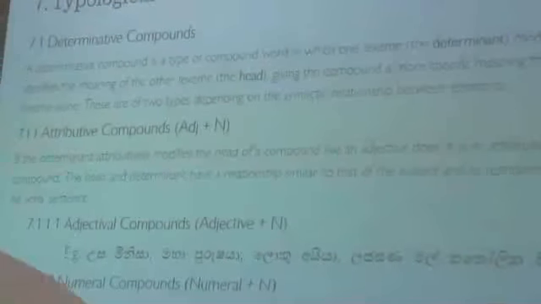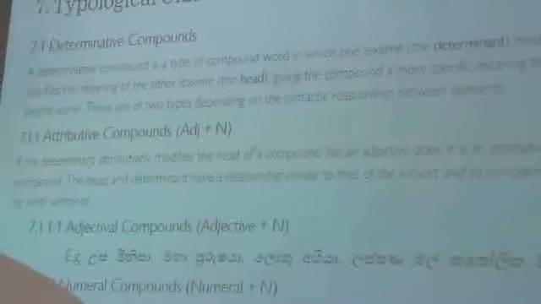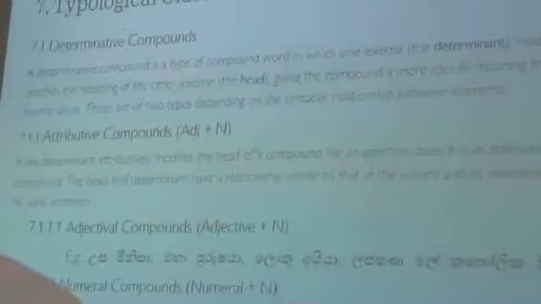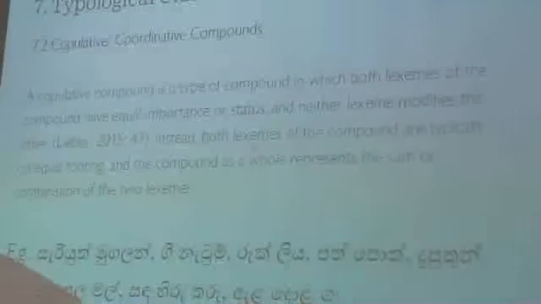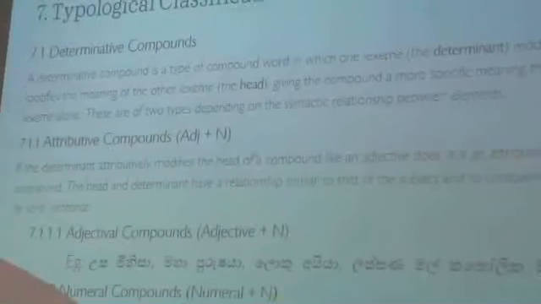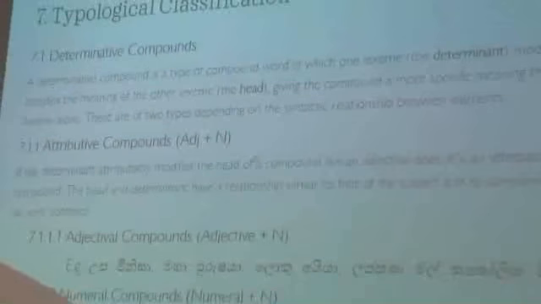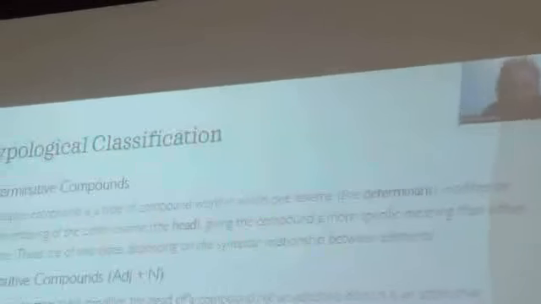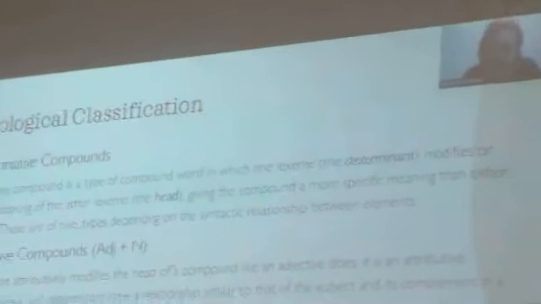All compounds in Sinhala can be categorized into two, as determinative compounds and copulative compounds. Determinative compounds are the compounds that have some kind of a modifier as the first element, and the second element is obviously a noun. Depending on what the first element is, they can be categorized further into attributive compounds and subordinative or case compounds. Attributive compounds are the ones that necessarily have an adjective as the first element. Here the adjective, I want to say, has a relationship of a subject and a complement in a sentence.